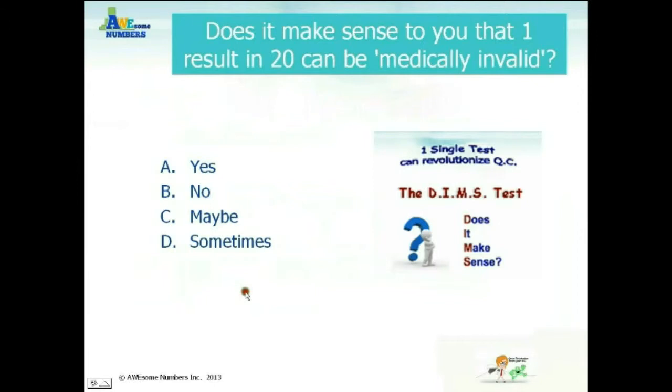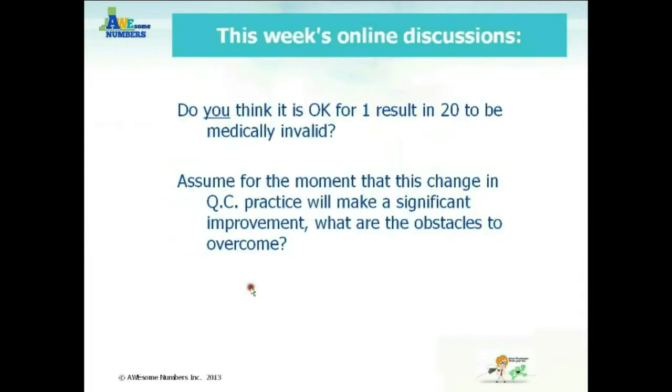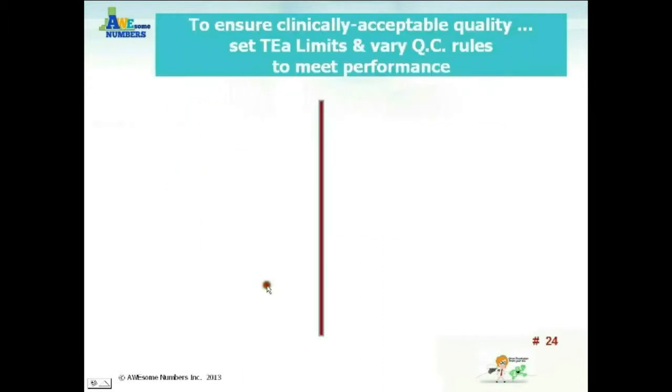Does it make sense to you that one result in 20 can be medically invalid? Most people would say sometimes, but certainly not all the time. I'd say no, it makes no sense whatsoever to me. So this week's online discussion is, do you think it is okay for one result to be medically invalid? And then assume for the moment that this change I'm talking about will make a significant improvement. What are the obstacles we need to overcome?